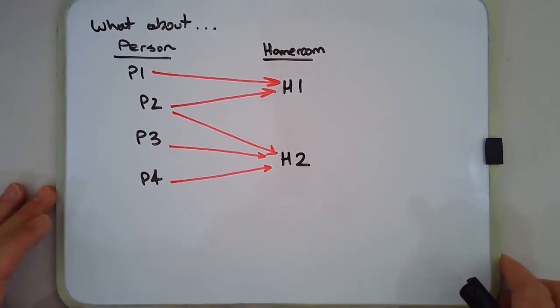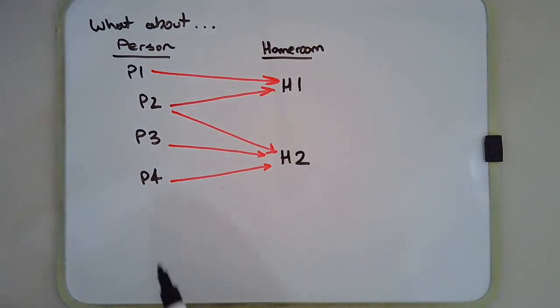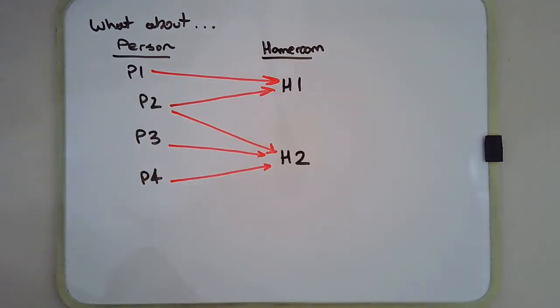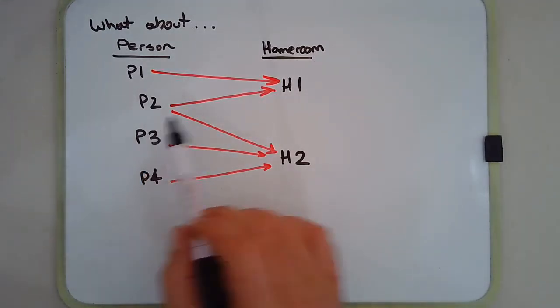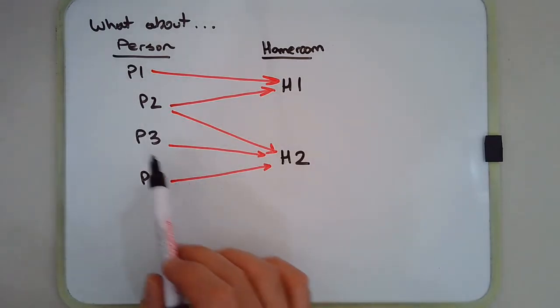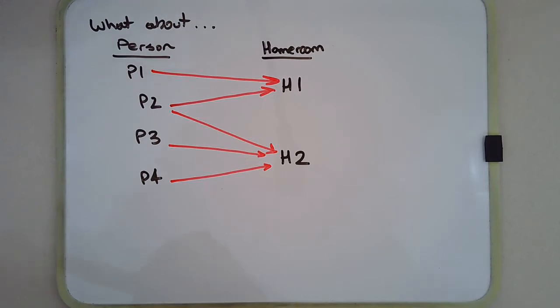Let's look at a twist to this. What about this? I didn't draw the circles around these. So let's say we took another 4 random people, and we asked them, which homeroom are you associated with? Person 1 said, I'm in homeroom 1. Now person 2 said, I'm in homeroom 1, and then later said, I'm also in homeroom 2. Person 3 said, well, I'm in homeroom 2, and person 4 said, I'm in homeroom 2 as well. Is this an example of a function?